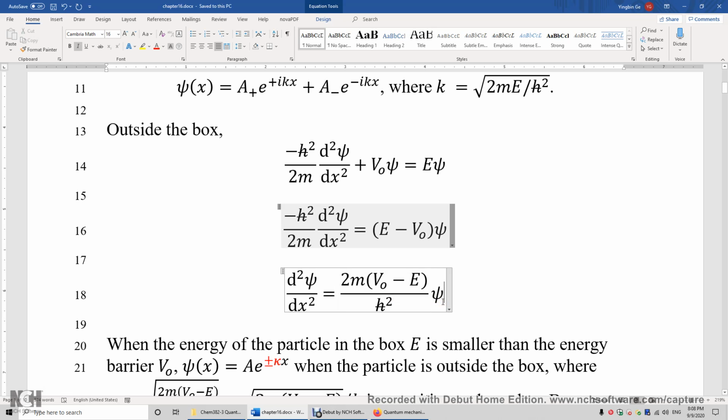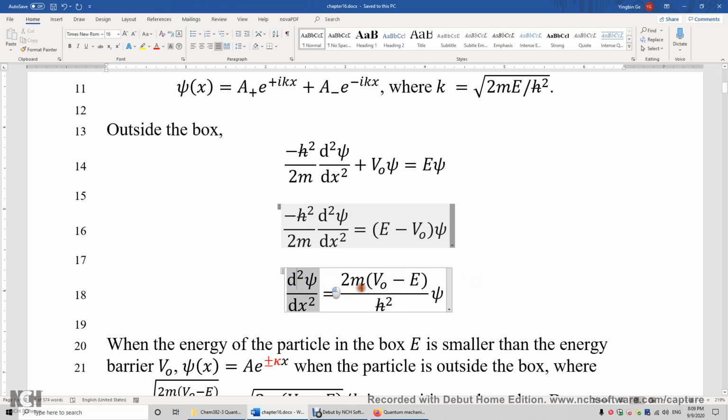Now let's look at a very interesting case. What if V0 is greater than E? This is interesting because when V0 is greater than E, that means the total energy of the particle is less than V0. The particle can never escape out of the box. If it did, the kinetic energy would be E minus V0. That's going to be negative. It's impossible to have negative kinetic energy in classical physics. It is possible, however, in quantum mechanics.